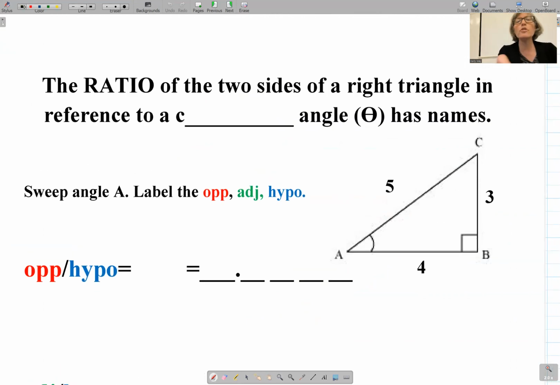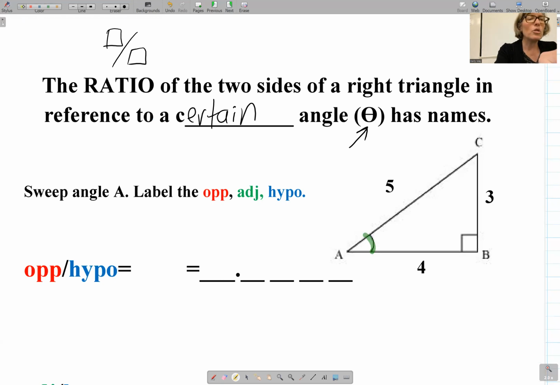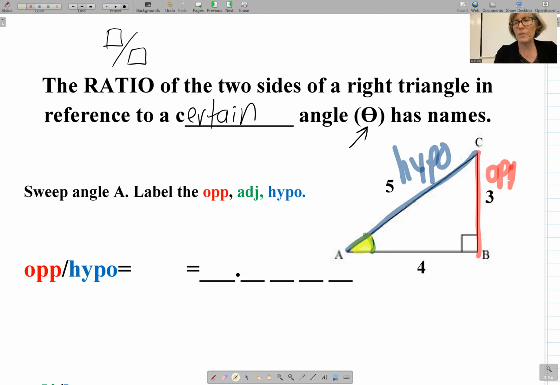The ratio of two sides of a right triangle, just remember it's a fraction, in reference to a certain angle, these ratios have names. So we are going to make everything in reference to angle A. So sweep A, and let's label hypo. This would be our opposite. This would be our adjacent.